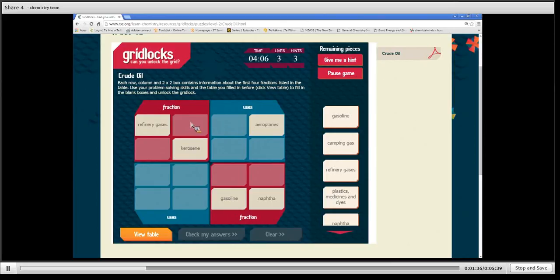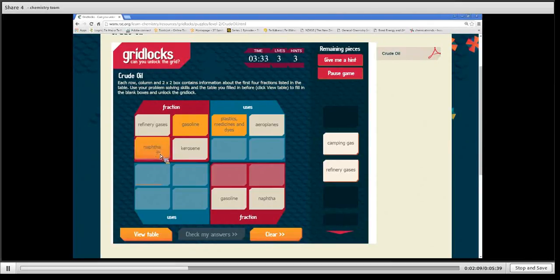Now we've got gasoline down here, which means this part cannot have gasoline in it. So the use for the naphtha fraction must come in here, because we've got to have the 4 different types, remember. And that means we've got the missing one over here, which is gasoline. So we've got our first row. Now we've got 3 of these 4, so it's refining, gasoline, kerosene. So the one that would fit in here is the naphtha, and so we've got our 4 different types over there.